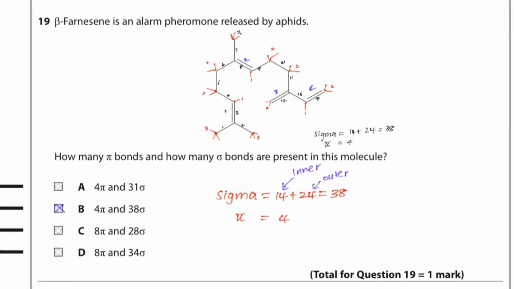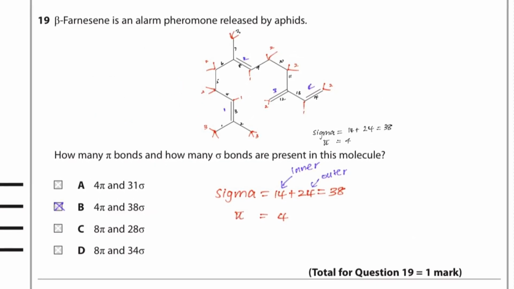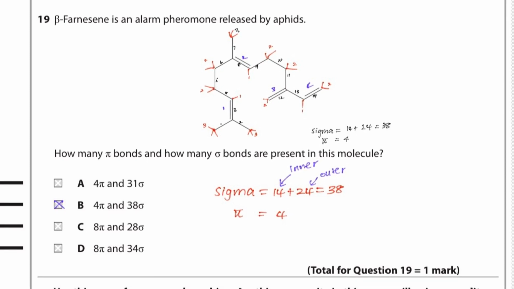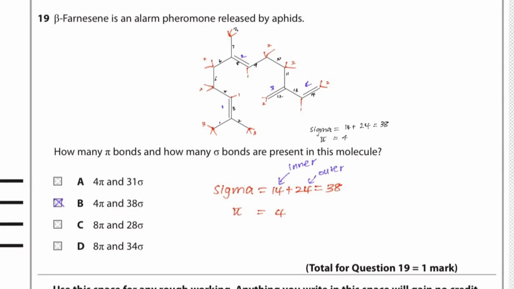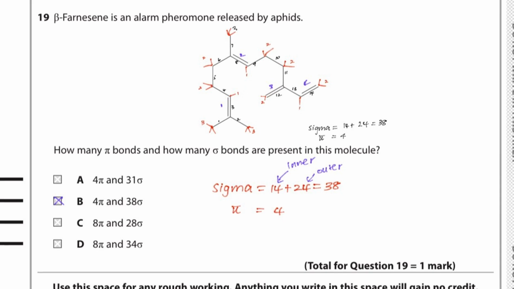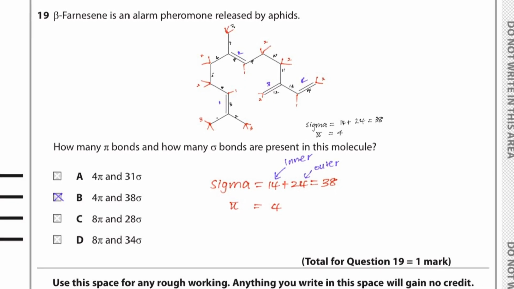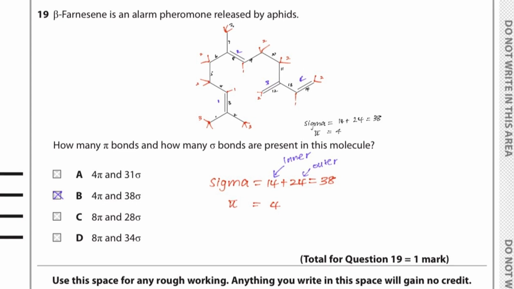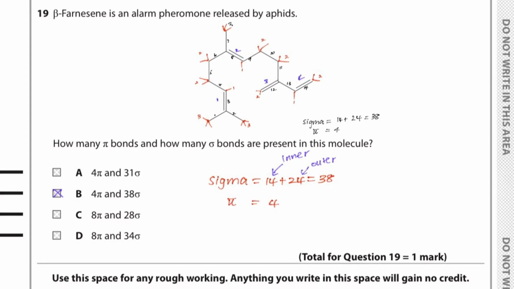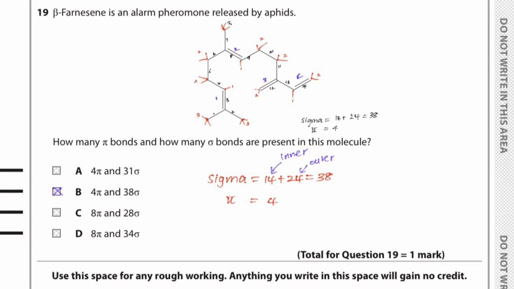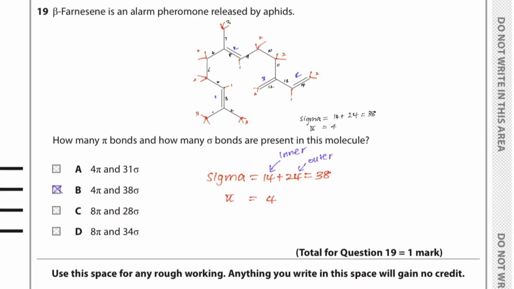Question 19. Beta-farnesene is an alarm pheromone released by aphids. They have included the structure here. Then they ask, how many pi bonds and how many sigma bonds are there? Looking at the structure, 4 pi bonds, 1 for each double bond. Sigma bonds are all the single bonds, counted carefully, making 38.